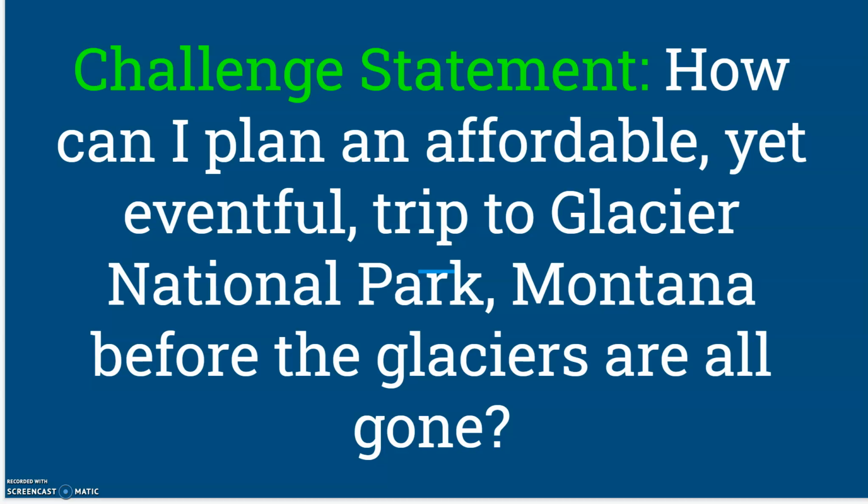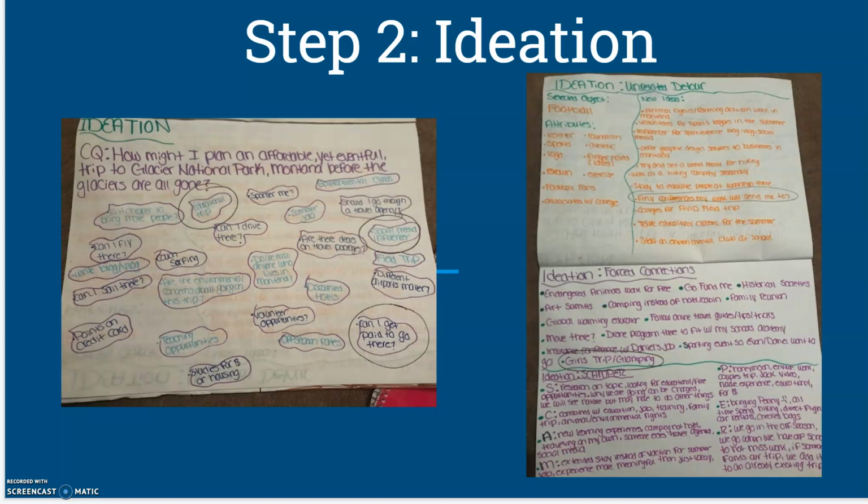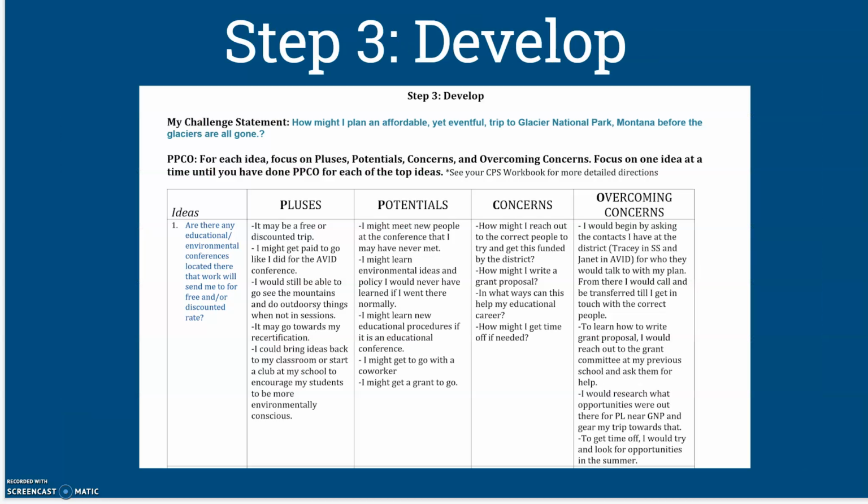And so the next step was the ideation step. We just basically had to write down a bunch of ideas about how we're going to solve our problem. We then had to do the unrelated detour, and we had to use SCAMPER to try to problem solve these ideas. The next step was step 3, which is develop.